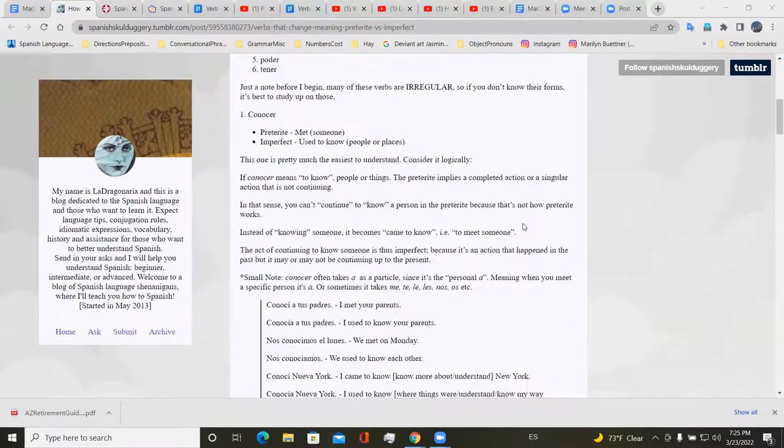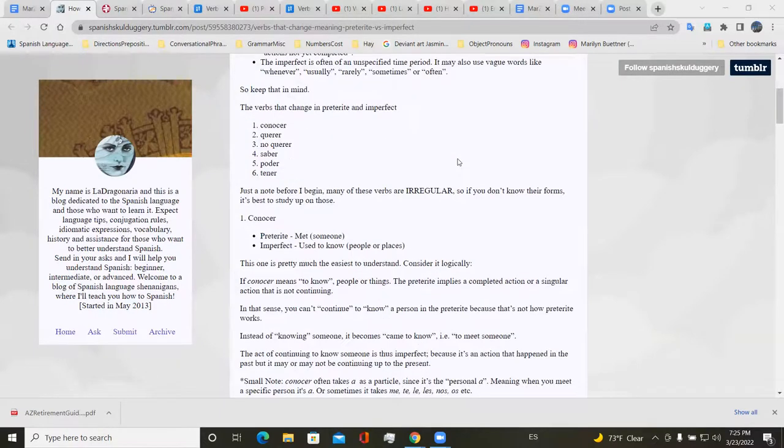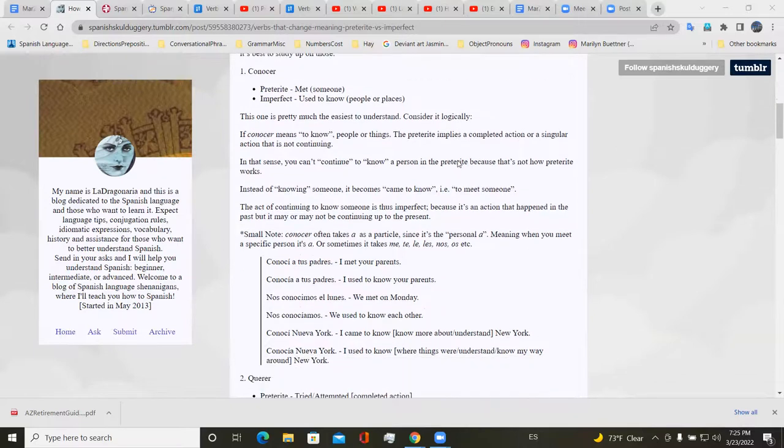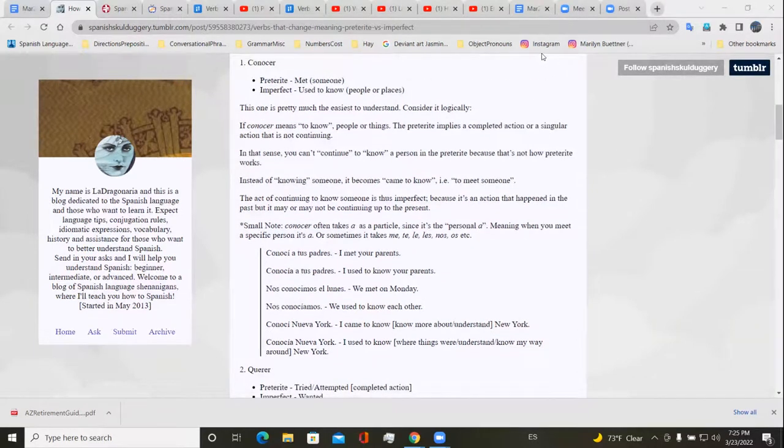Okay. Good, yeah. I want to show you conocer because conocer is a really definite thing in the two different tenses. And that is something you may hear either way. It really depends on the event somebody is talking about. Conocer, preterit, met somebody. Imperfecto, used to know a person or a place. Because remember, we use conocer to talk about places like conozco Chicago. I know my way around Chicago, right? And this one is pretty much the easiest to understand.